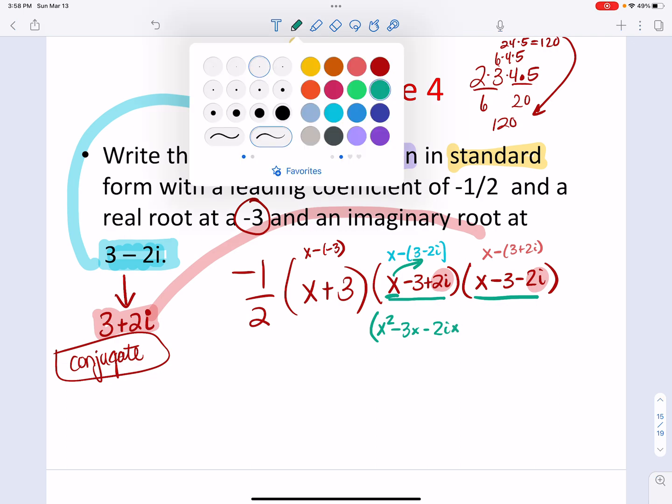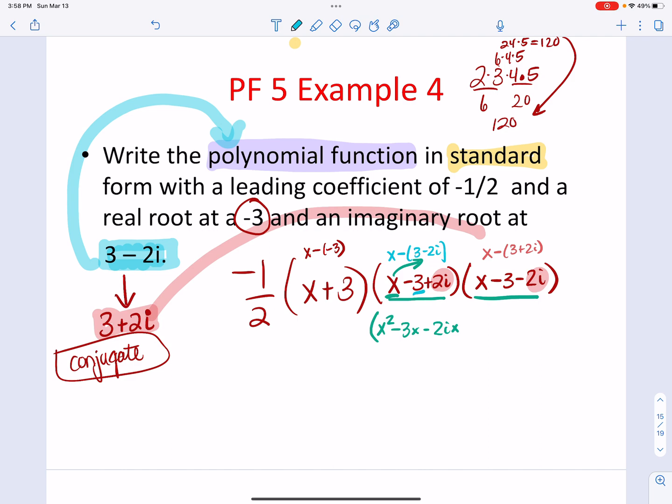Then I'm going to change colors so you can see. I'm going to multiply in by the 3, so minus 3x plus 9 plus 6i. And then finally, I'm going to multiply in by the 2i, so I would have plus 2ix minus 6i minus 4i squared. Both parentheses had 3, and when I'm done, I should have 9.